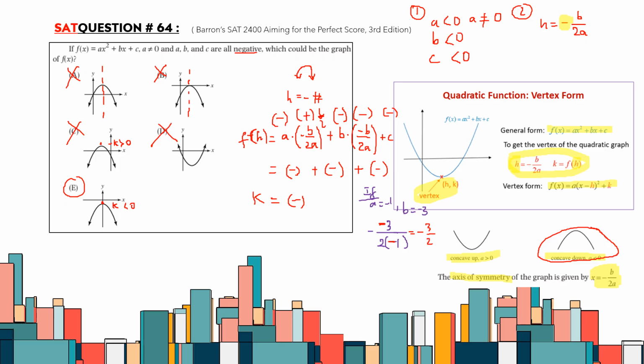So the first step is we try to find the concavity to eliminate some of the answer choices. Then we try to find the vertex, the axis of symmetry. Then you find the k value from the vertex V = (h, k).